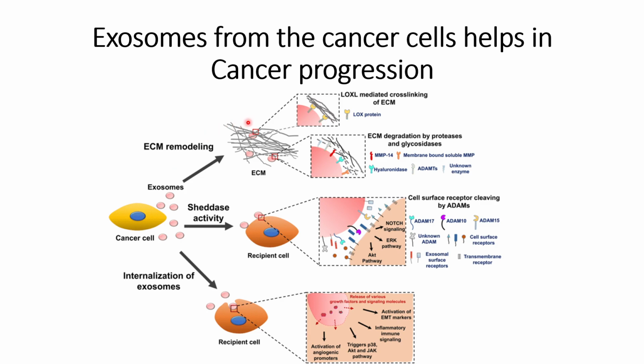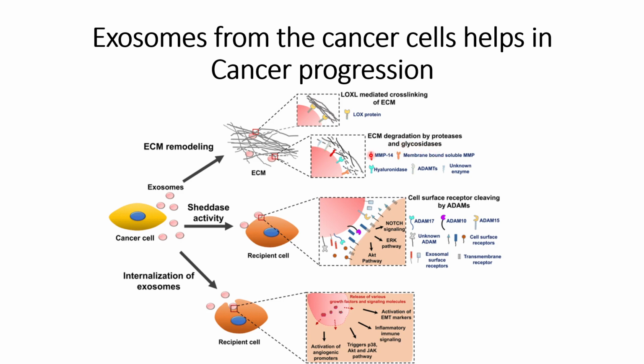So when the cross-linking of this ECM occurs, cancer cells adhere more to this cross-linked ECM. Thereby this process helps in proliferation and migration of the cancer cells, compared to the case where the ECM is not cross-linked. And the other way by which ECM remodeling helps in cancer cell progression is similar to the process we discussed in our previous video, that is ECM degradation by proteases and glycosidases.